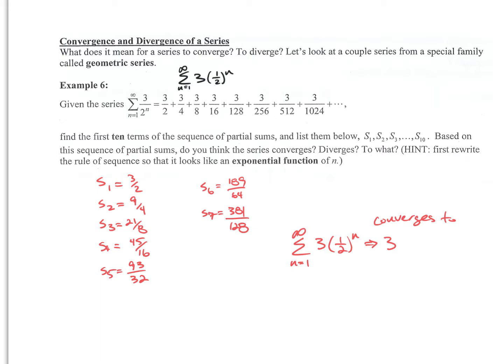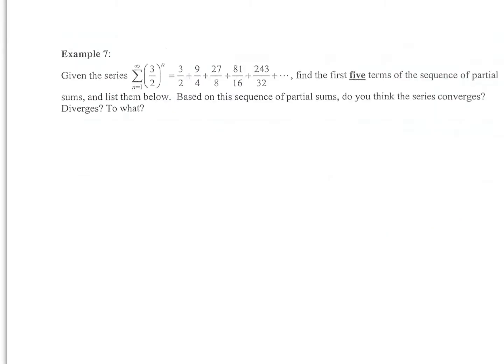All right, cool. Let's look at the next problem. So on this one, now we have 3/2 raised to the power of n. We're going to find the first 5 terms that are listed there, and then we're going to find the partial sums. So let's do S sub 1. So what does S sub 1 give me? 3/2. And then what's my S sub 2? 15/4. Good.